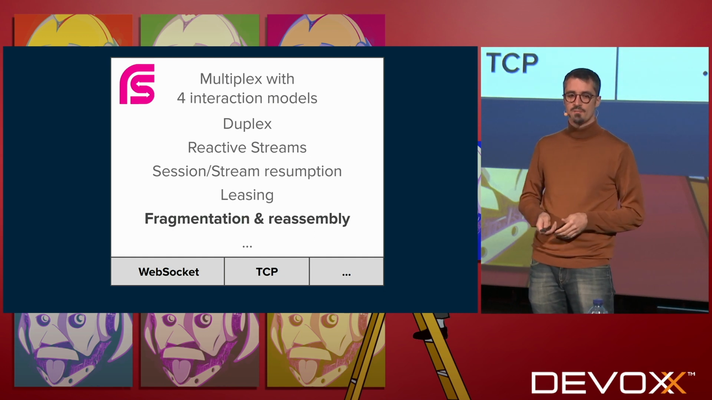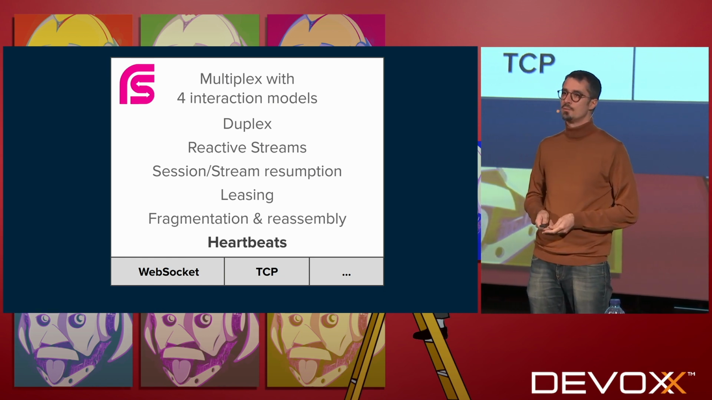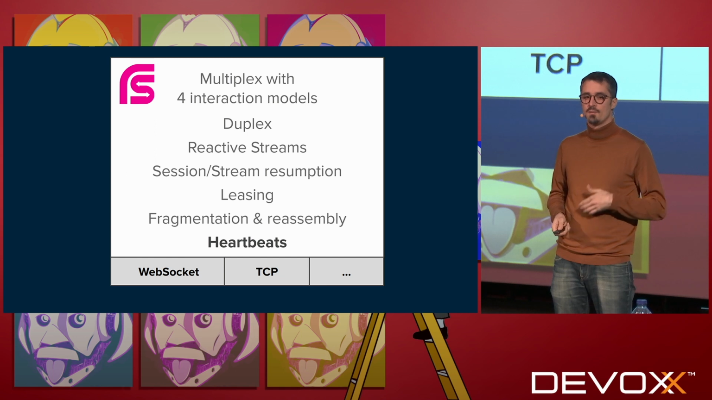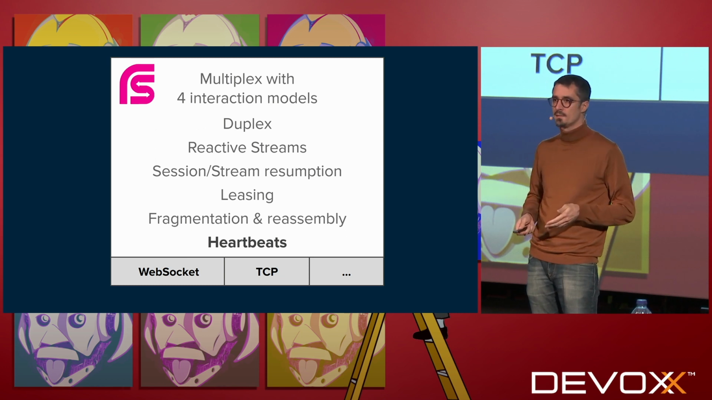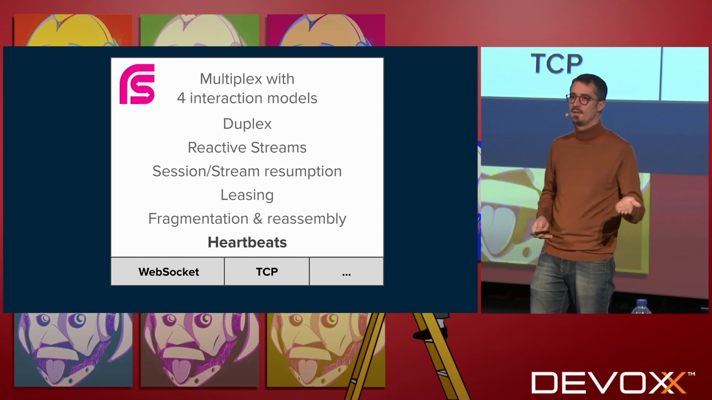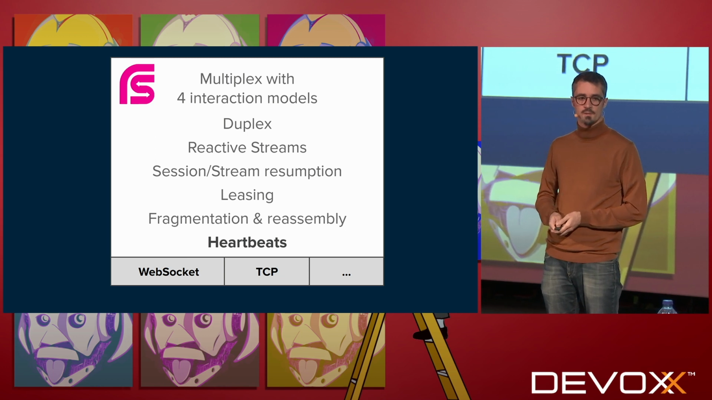Like usually for this kind of protocol, you also have fragmentation and reassembly, and heartbeats to detect when a connection is closed. So if you have already developed some application with server-sent events or a WebSocket, all the kinds of issues that you can have with this low-level protocol are correctly and natively solved with RSocket.